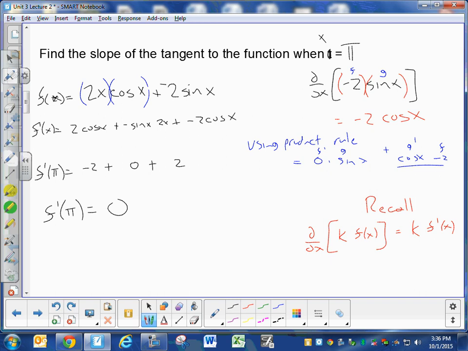Check your answers with a neighbor. Please help each other out. There are some people that are unsure of where they're going. If you got 0, good. Help somebody else out. 2 cosine x plus 2x times negative sine x minus 2 cosine.